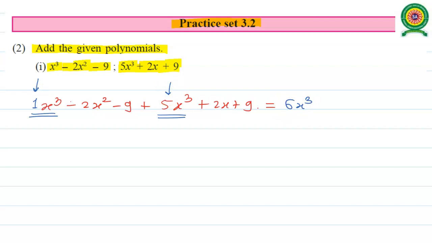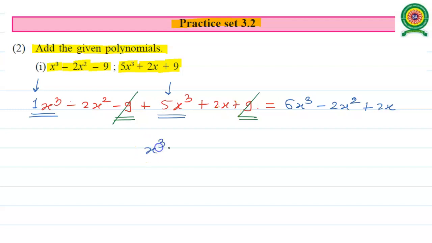Now look at the next like terms. We have minus 9 and plus 9. One 9 has the minus sign and the other has the plus sign, so they have unlike signs and get cancelled, giving us 0. Now look at the next term. We have minus 2x square, a single term, so write it down as it is, minus 2x square, and plus 2x. So the addition of the given polynomials is 6x cube minus 2x square plus 2x. This is the linear case.